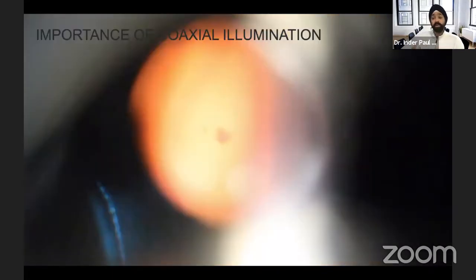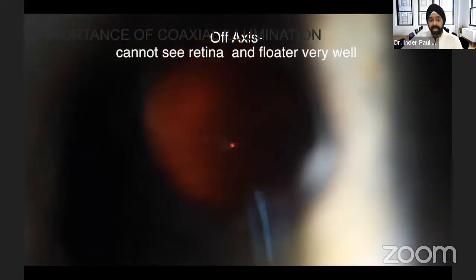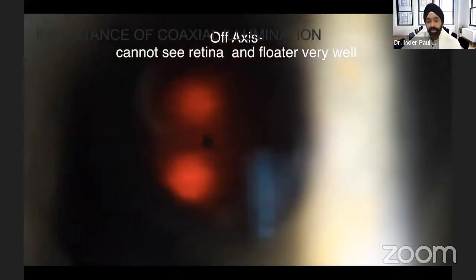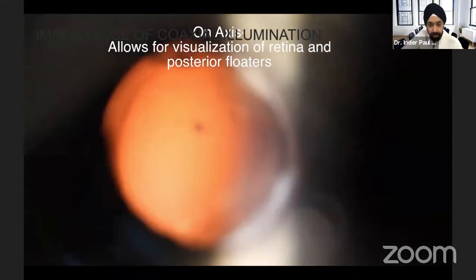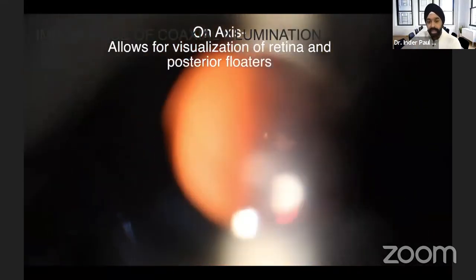Here's another small example of a video where I see a small Weiss ring. These are small floaters, people who would not qualify for vitrectomy, where the vitreolysis is a great option. Now, if I move the slit lamp oblique, I can't see the retina. I have to use coaxial illumination. I can see there's a retina all the way back. There's a pseudophakic lens, and now there's my floater.